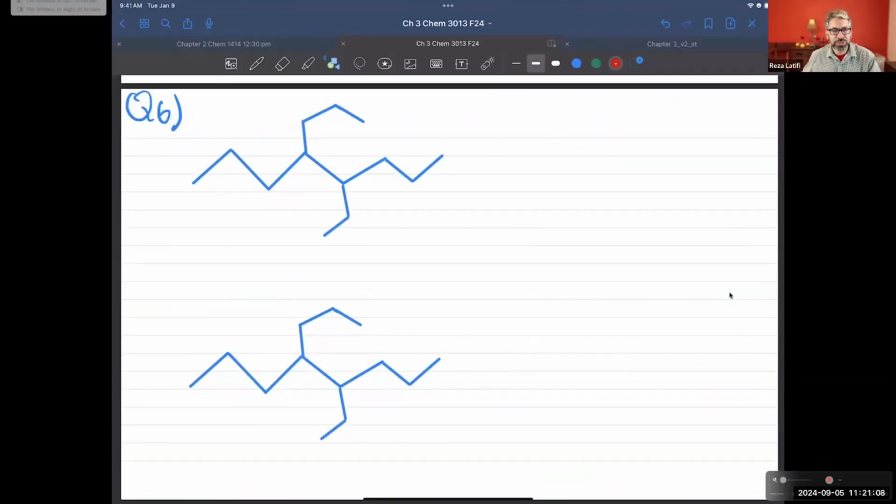Okay, so I'm going to try to practice more questions about naming chemical compounds. And the first thing that we need to know is, what's the longest chain? The longest chain is going to be this one. This is going to be our longest chain, or the parent.